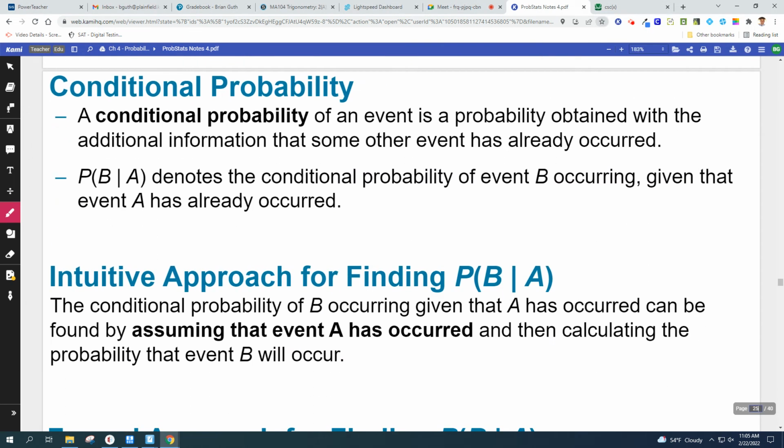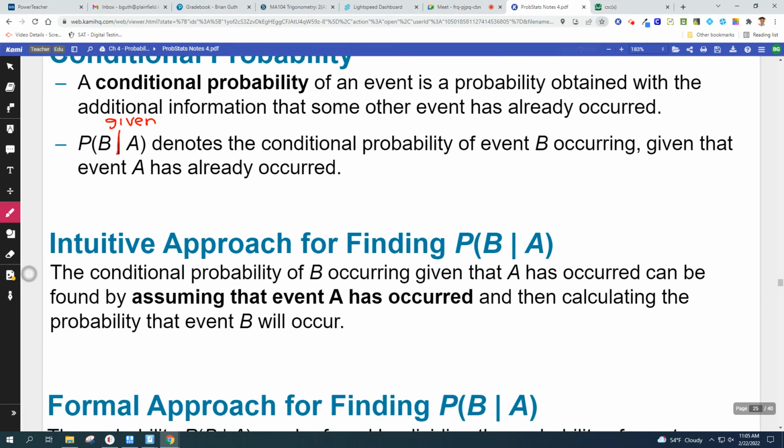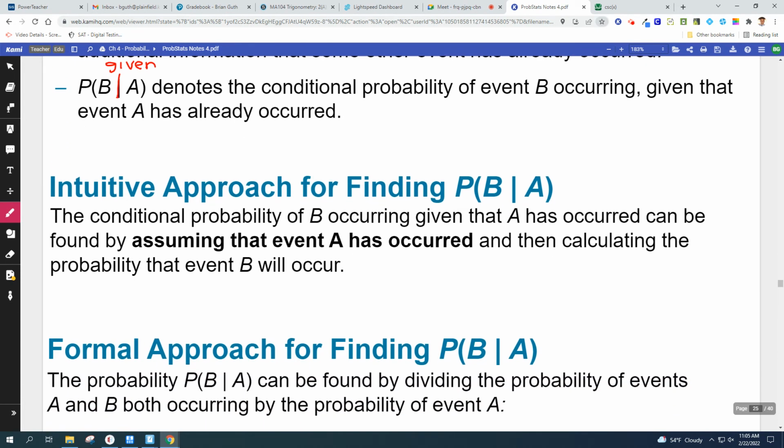Conditional probability. We've already talked about this, but it bears repeating. The conditional probability of an event is a probability obtained with the additional information that some other event has already occurred. And we talked about this symbol, that vertical bar. Probability of B given A is how we read that. It denotes the conditional probability of event B occurring given that event A has already occurred. So understand how to read that, how to say that, and what that means.